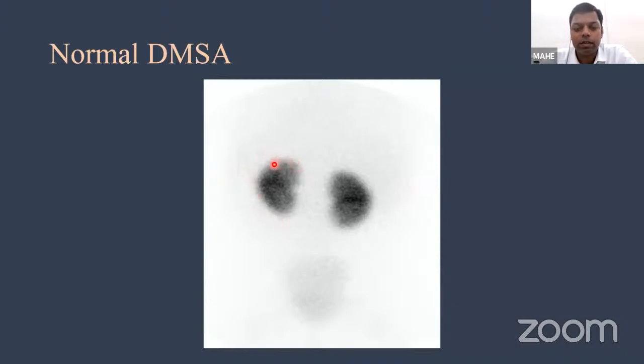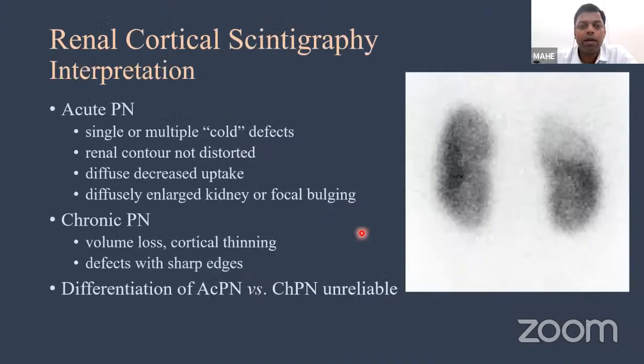The cortex usually appears very smooth. There is very less bladder activity and background activity is very low. This is because just before the scan, we ask the patient to void and then come for the scan. So you can see two beautiful kidneys here with a normal smooth curve, cortex. So what happens in acute pyelonephritis?